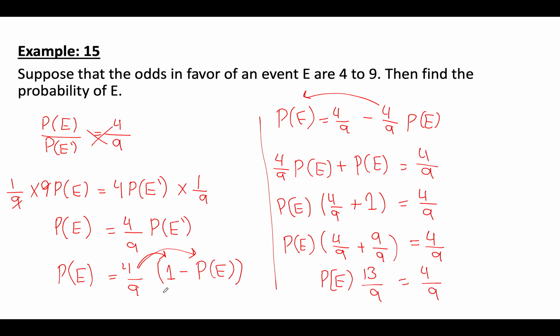So in order to find the value of the probability of E, we just need to multiply by 9 over 13, and again here, 9 will go with 9, and here it goes together. Then we are left with the probability of E equal to 4 over 13. And here we got the probability of an event occurring in this experiment.